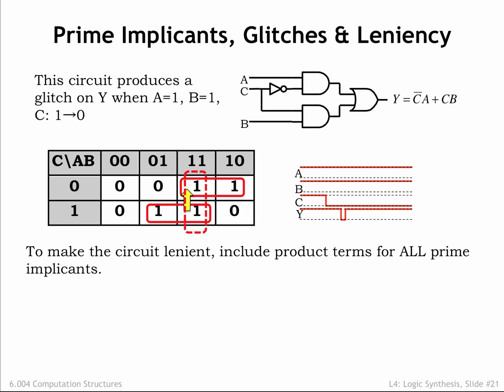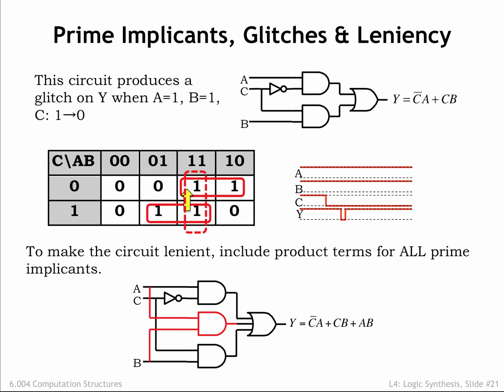It turns out there is a prime implicant that covers the cells involved in this transition, shown here with a dotted red outline. We didn't include it when building the original sum of products implementation, since the other two product terms provided the necessary functionality. But if we do include that implicant as a third product term in the sum of products, no glitch can occur on the output. To make an implementation lenient, simply include all the prime implicants in the sum of products expression. That will bridge the gaps between product terms that lead to potential output glitches.